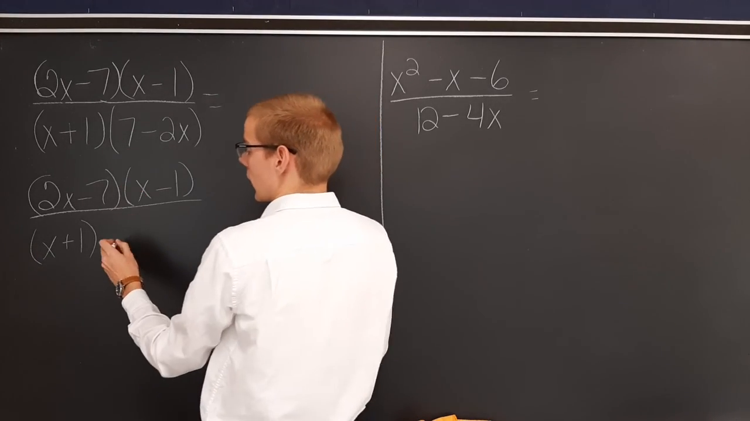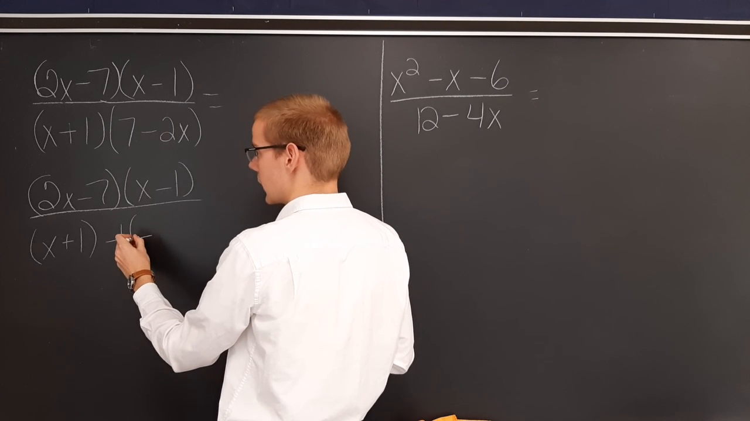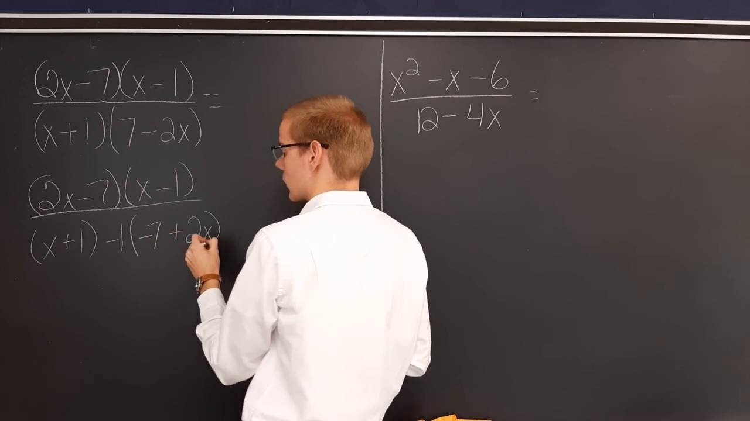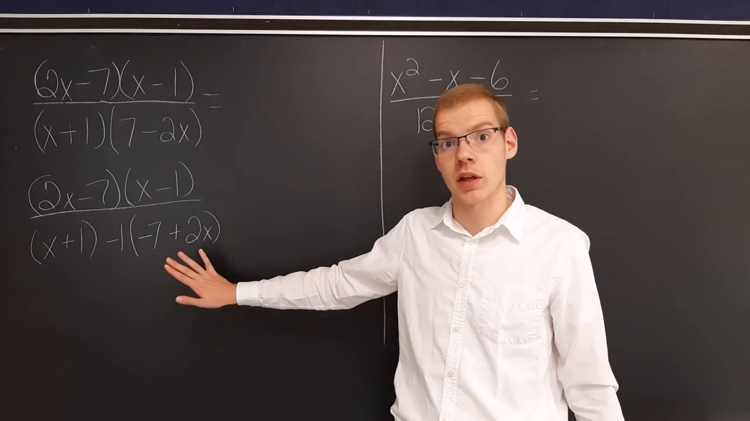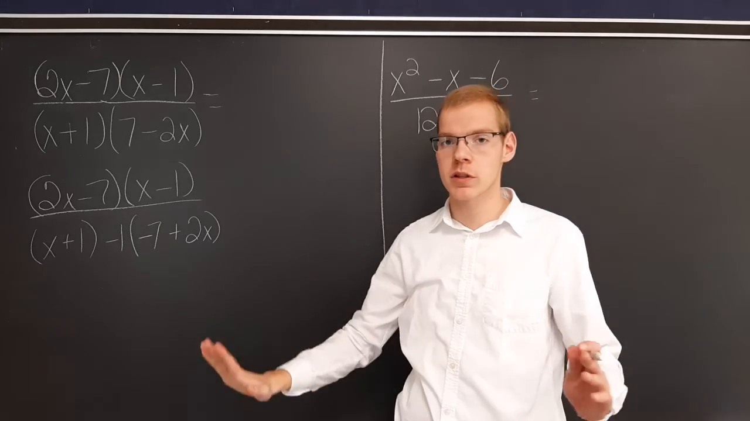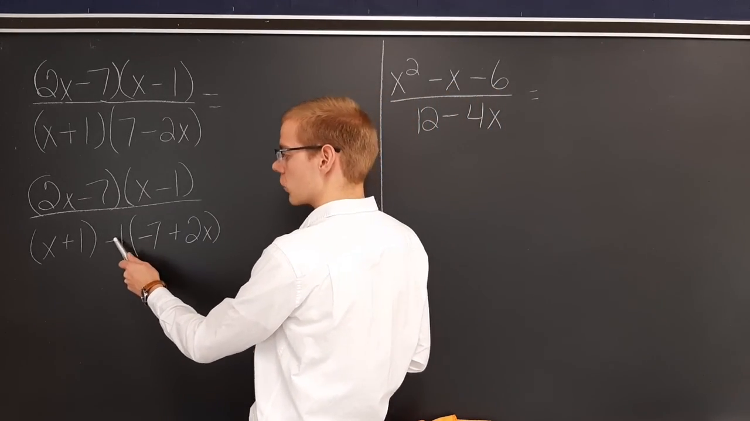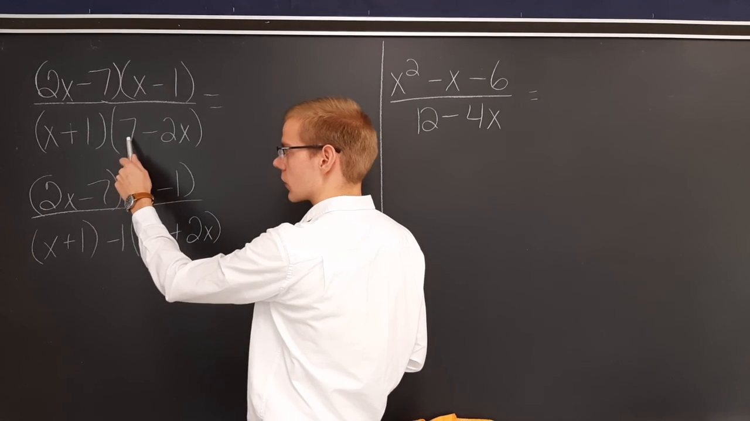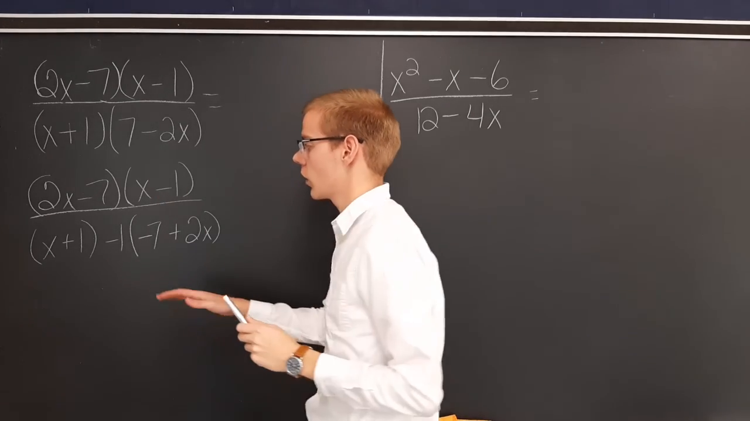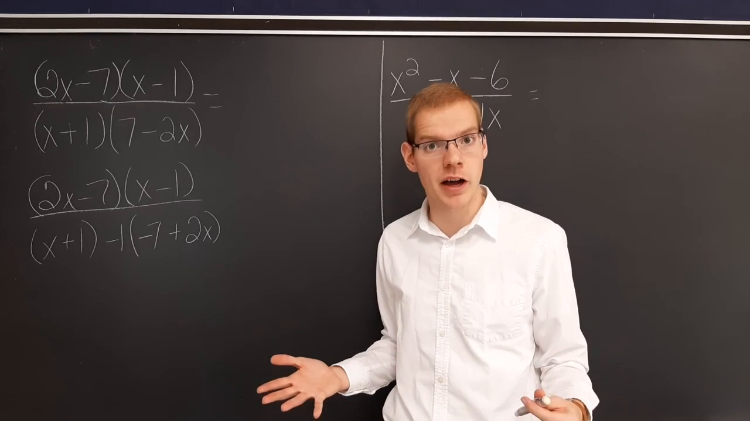Let's do this. Negative 1, and now let's flip the signs for this one. Negative 7 plus 2x. This is essentially the same thing. This and this is absolutely the exact same thing. How? If we multiply negative 1 by negative 7, we get a positive 7. Negative 1 multiplied by 2x is negative 2x. So the only reason we're doing this is to help us simplify further.